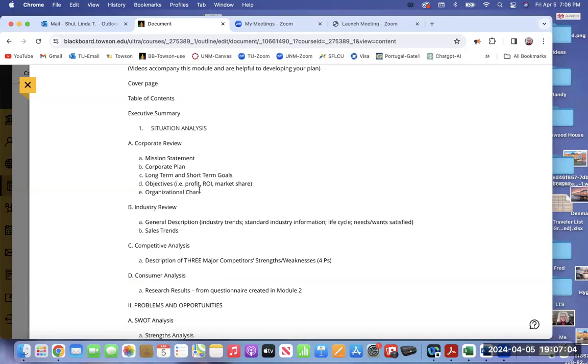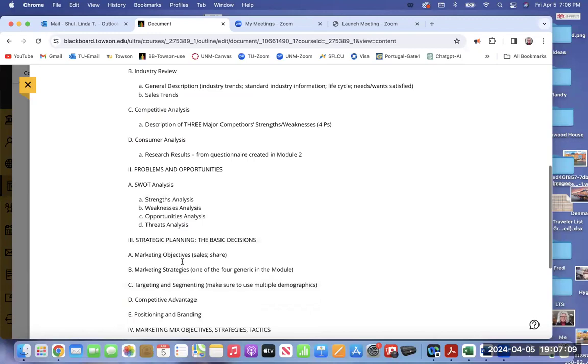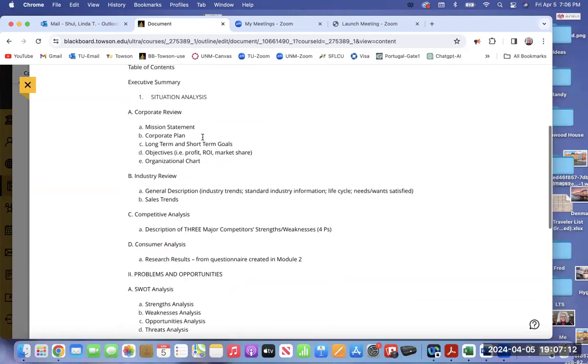Your objectives, this is very similar to, I'm going to come down here to your marketing objectives, because this one up here is a part of the corporate review. So this could be profit, return on investment, market share, but it should be something having to do with marketing or the business as far as profit, revenue, something like that. So if they say something very obscure or random, don't put that in there. So just try and qualify it with them and just say, okay, we're talking revenue, profit.